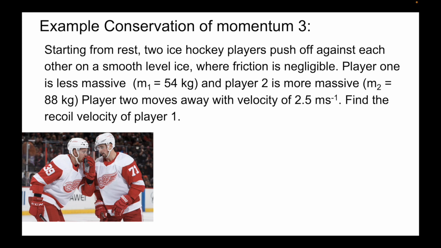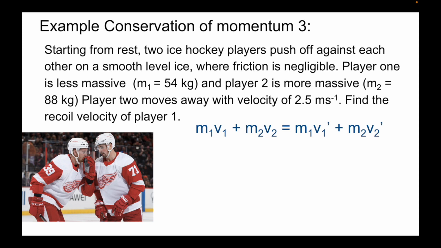Let's take another look at conservation of momentum. Starting from rest, 2 hockey players push off of each other on a smooth, level ice. We've got some Detroit Red Wings here, where the friction is negligible. It's very slippery. Now, player 1 is less massive. Player 1 is 54 kilograms. Player 2 is more massive. He's 88. And player 2 moves away with a velocity of 2.5 meters per second. Find the recoil velocity of player 1. Pause the video and try it out.